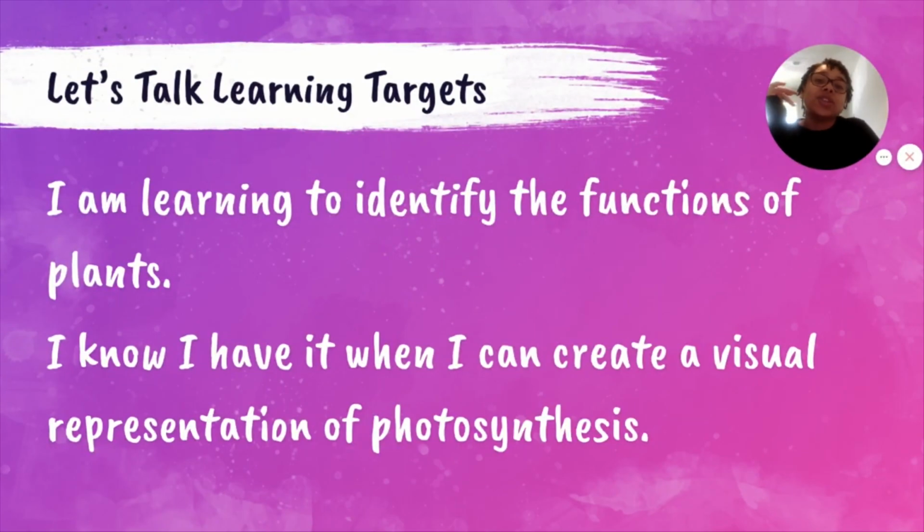I am learning to identify the functions of plants. All right, I want you to say that with me. I am learning to identify, which we know means to point out, the functions of plants. I know I have it when I can create a visual representation of photosynthesis. So think back to yesterday when you created your scientific diagram. It wasn't finished yet, but today we're going to finish it. And so that's how we know that we can identify the functions of plants.